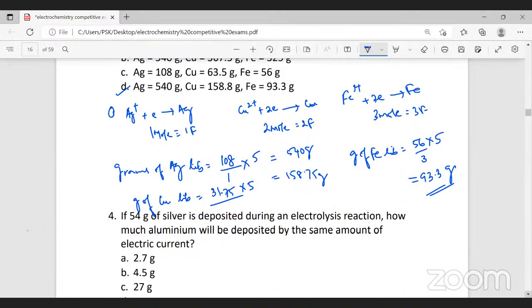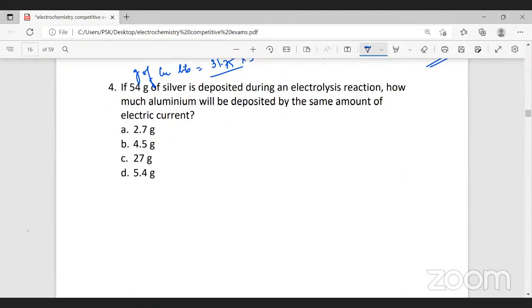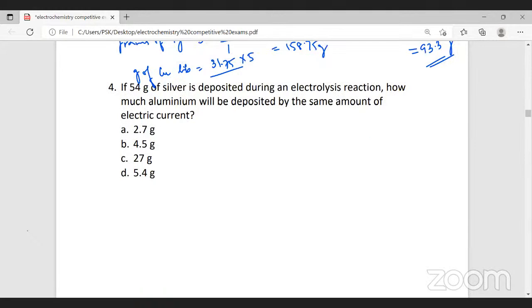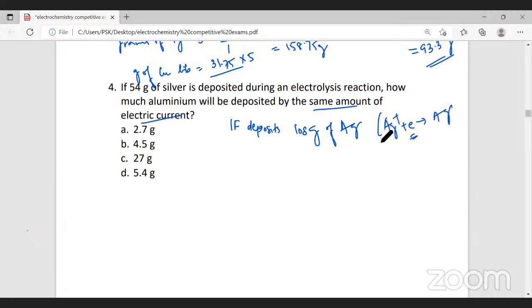If 54 grams of silver is deposited during electrolysis, how much aluminum will be deposited by passing the same amount of current? It is Faraday's second law. 1 Faraday deposits 108 grams of silver, because we know that Ag plus plus an electron gives you Ag. So 1 mole of electron is required for the reduction of 1 mole of Ag plus ions to Ag.